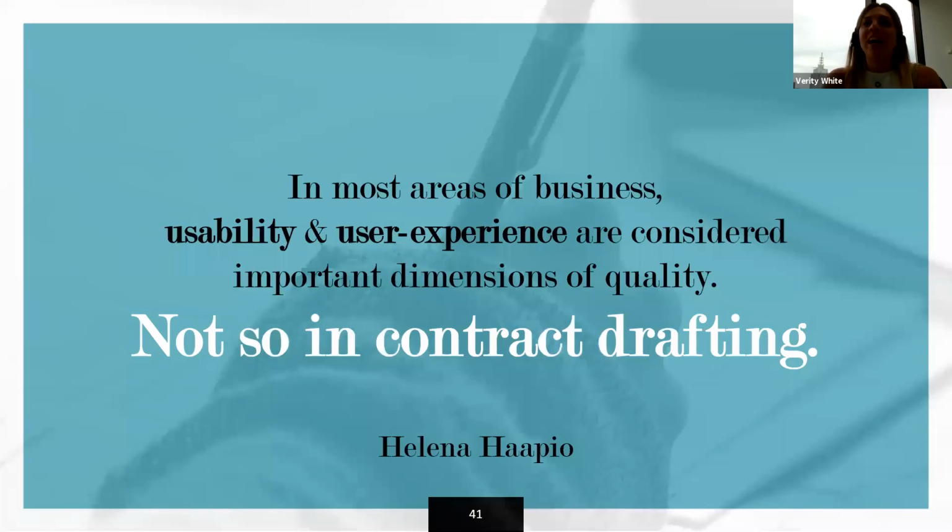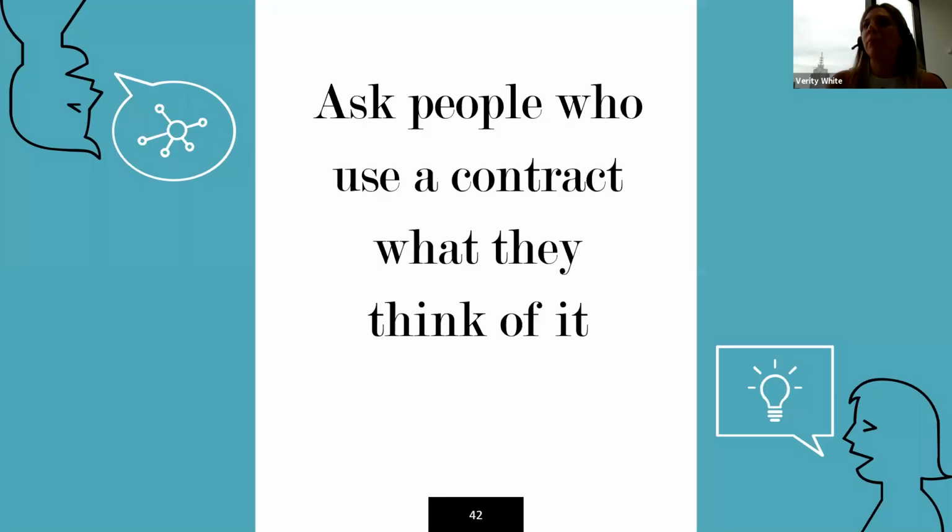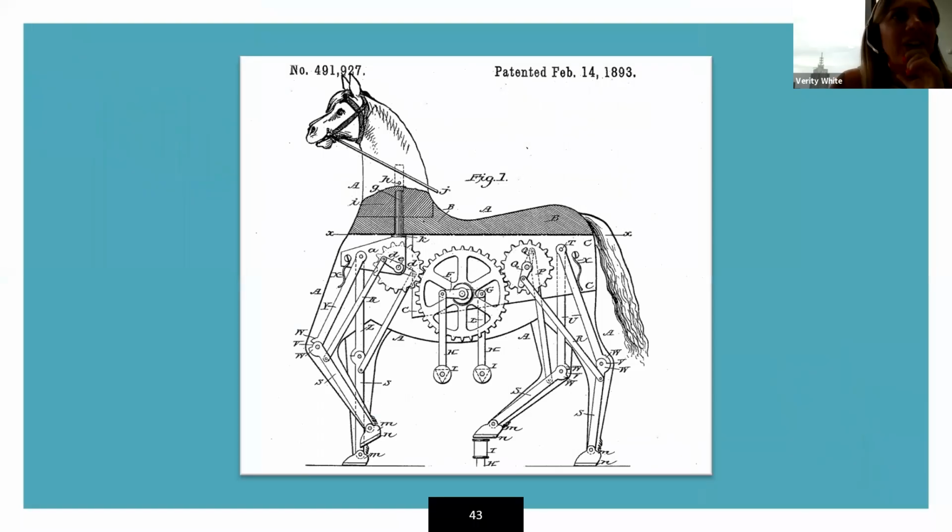So user testing, it's really, really important. It's difficult, but one of the easiest ways to do it is to just ask people what they think about a contract. I would give you a warning to beware. It's maybe controversial whether or not this quote was actually from Henry Ford, but he did say that if I had asked people what they wanted, they would have said a faster horse.